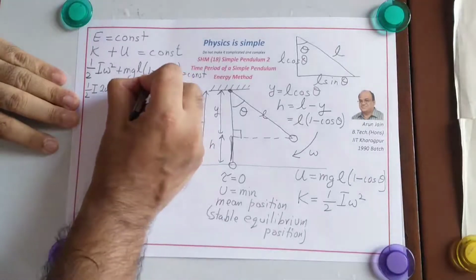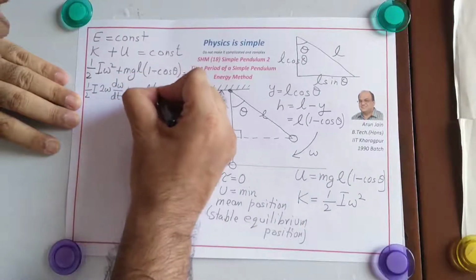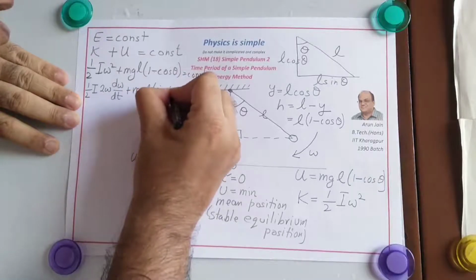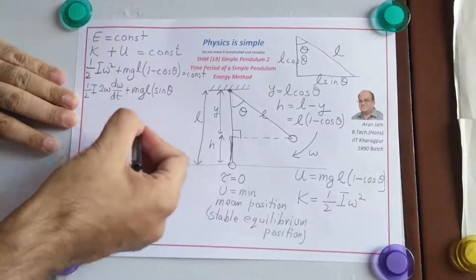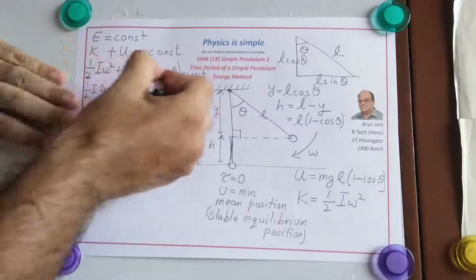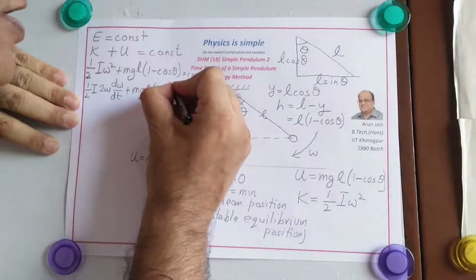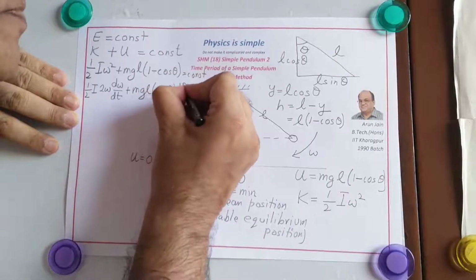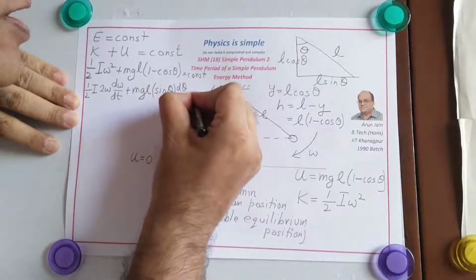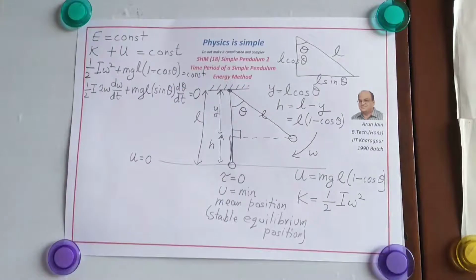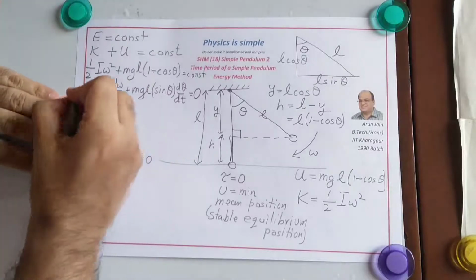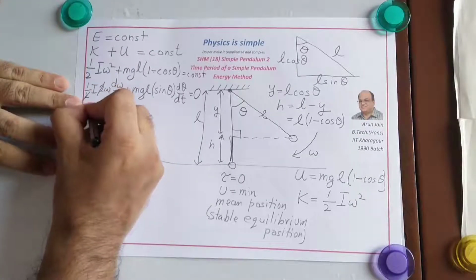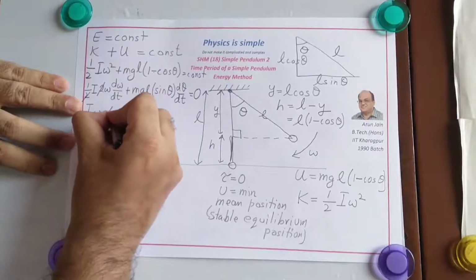There is a minus sign here, so this will become plus sin theta. And we have to differentiate theta again with respect to time, because we are differentiating this whole thing with respect to time. So we'll get 1 d theta by dt. And this will be equal to 0 because total energy is constant. This 2 gets killed and we get I omega times d omega by dt, which is alpha.